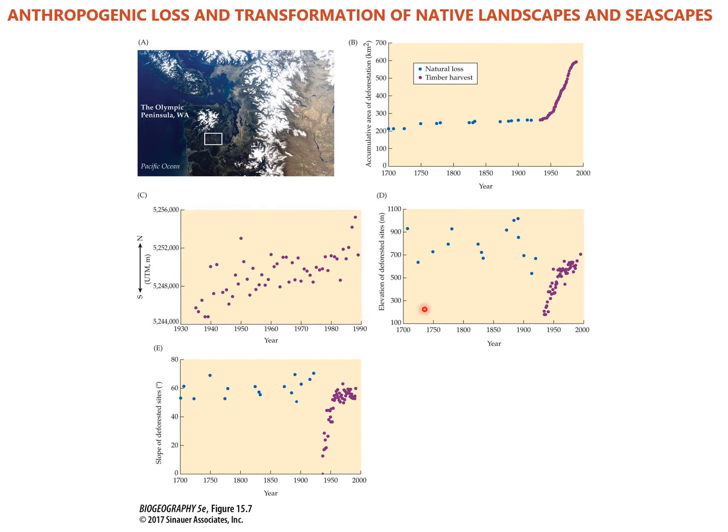And I think this figure shows it best, where you see the elevation of deforested sites. For natural loss, there's pretty high elevation, but there's not a whole lot of change over time. But you can see that for deforested sites due to timber harvest, we started at the lowest sites and then rapidly worked our way up. Same thing for the slopes of these areas. It doesn't change a whole lot for natural loss, but when it comes to timber harvesting, we started at the lowest and very quickly worked our way up.